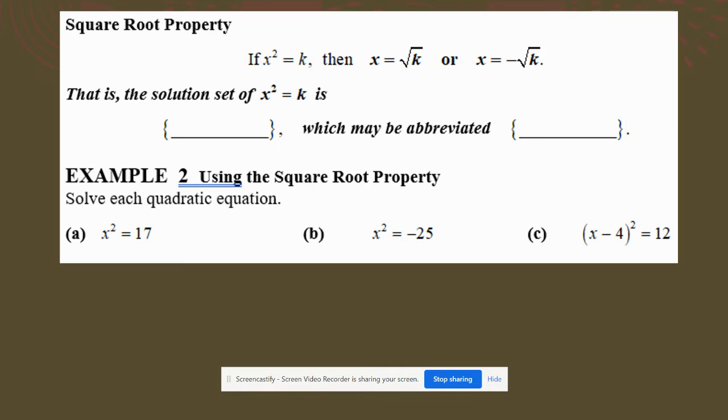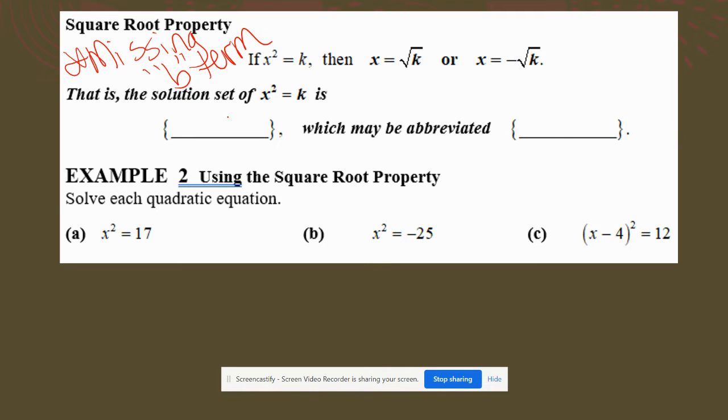The square root property. If we're missing our b term, and that's what I'm going to put here, basically, you have to be missing the b term. Then we can either add in that 0b and do our factoring, or we can just do opposite operations.